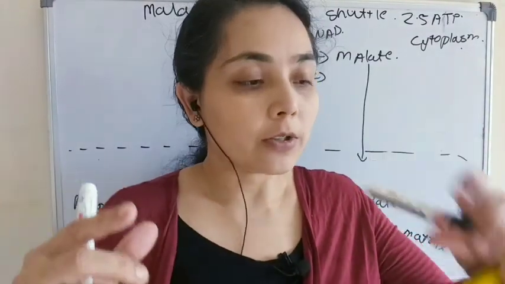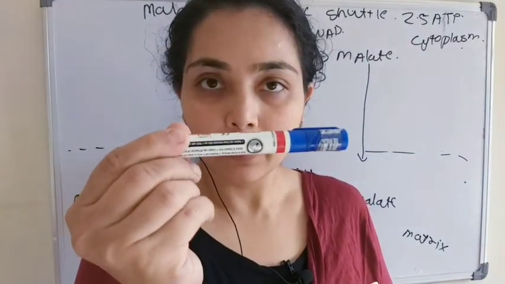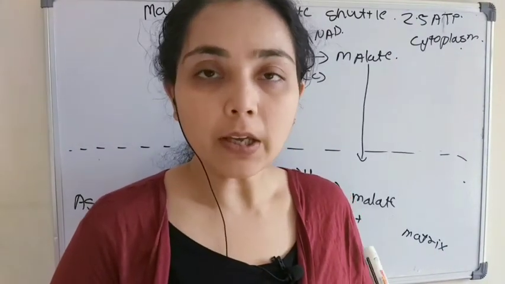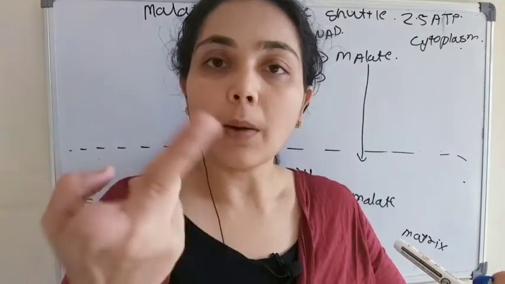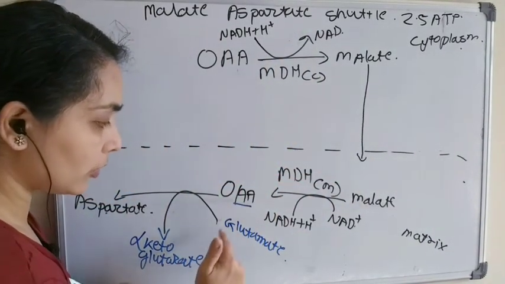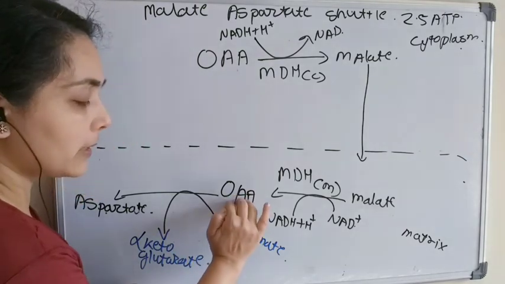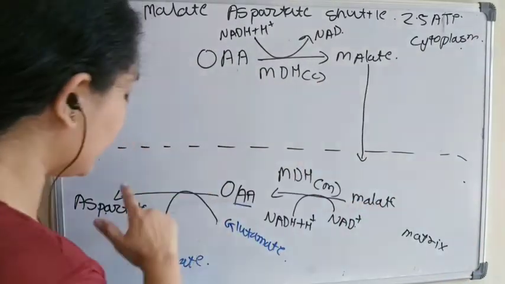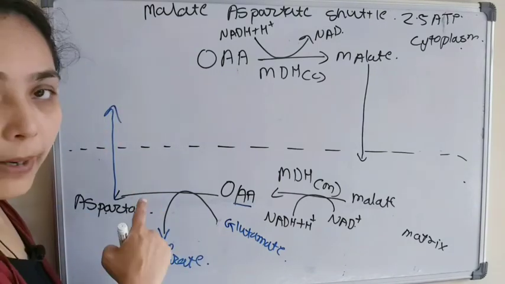But if oxaloacetic acid attaches with the amino group, it will become aspartate, and this aspartate has access to come out of mitochondria. So how will it happen? When glutamate converts to alpha ketoglutarate, there is a loss of one amino group, and that amino group will be accepted by oxaloacetic acid, and when oxaloacetic acid accepts the amino group, it will become aspartate. Now this aspartate has access to come out of mitochondria.